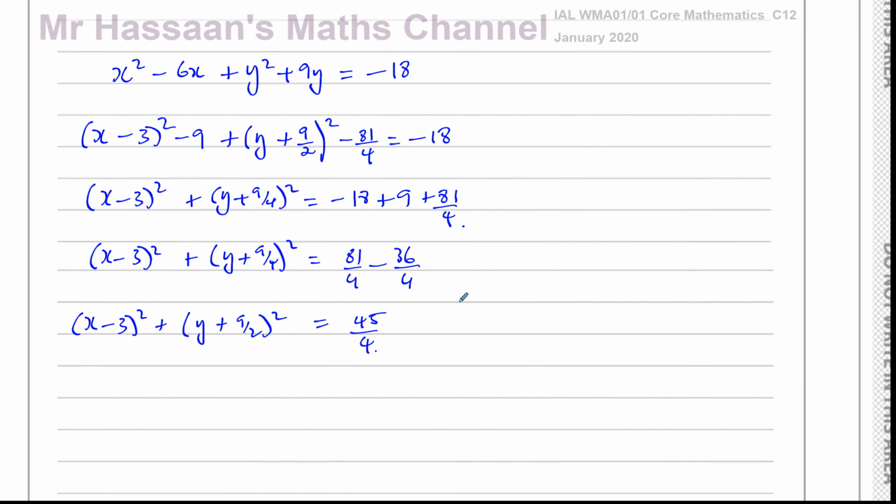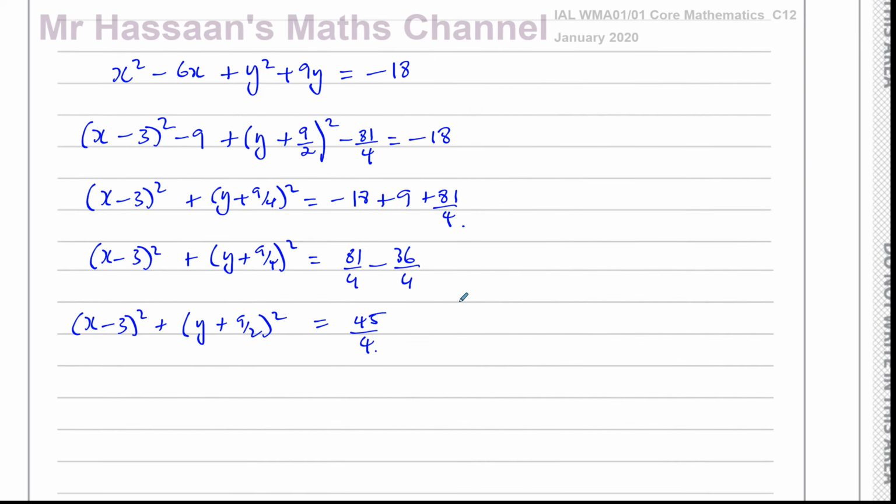So from here I can work out that for the answer to part 1, the center of this circle is going to be given as the x value that makes that 0, which is 3, and the y value that makes that bracket 0, which is minus 9 over 2. I'll leave it in that fraction form for now.